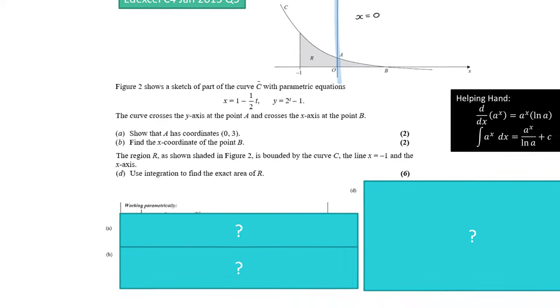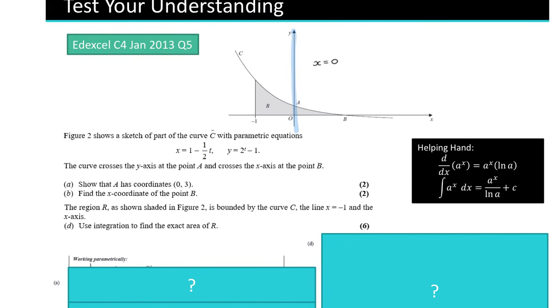So really simple. If x equals 0, we have two equations right now. We're going to use this equation. So x, instead of writing x, I'm going to write 0, equals 1 minus a half t. We're now able to work out what t is. So we're going to have minus 1 equals minus a half t. So t is going to equal 2.